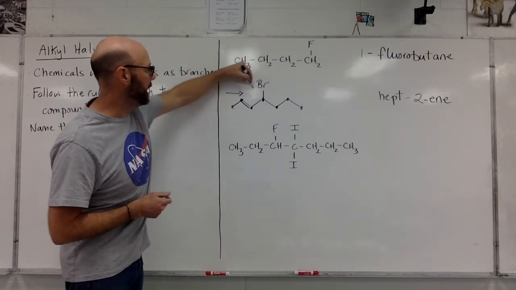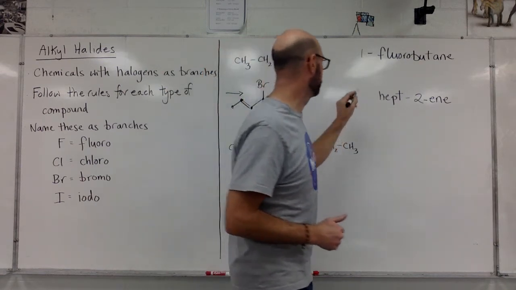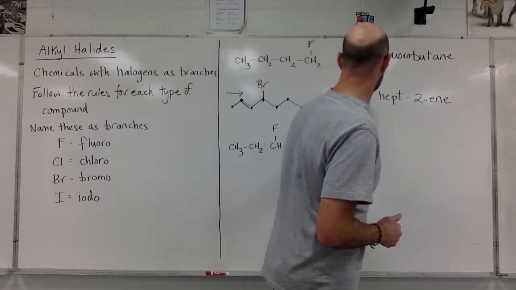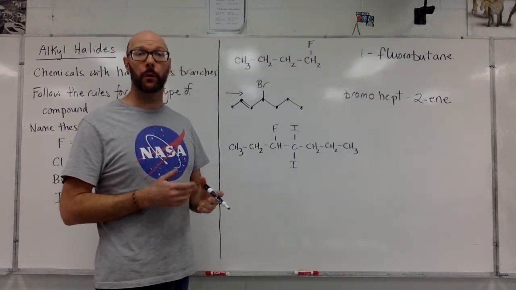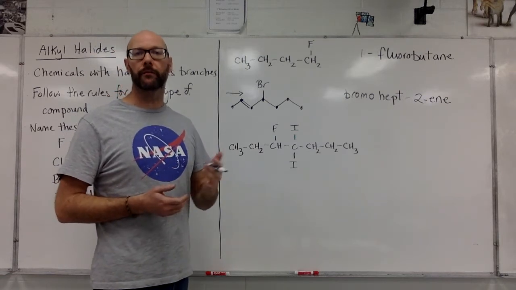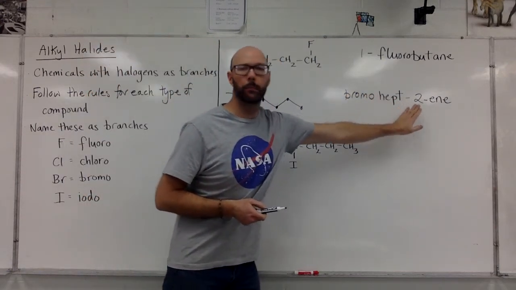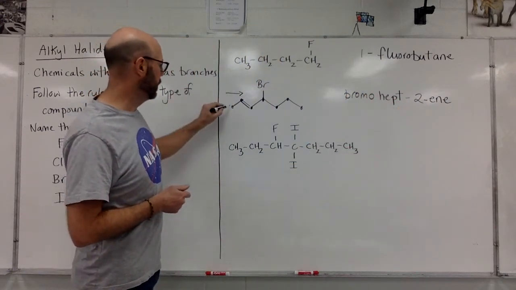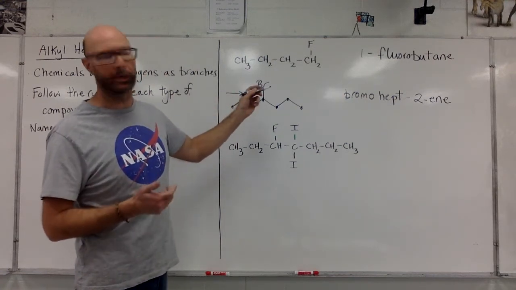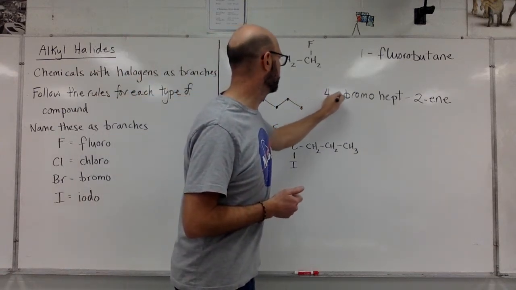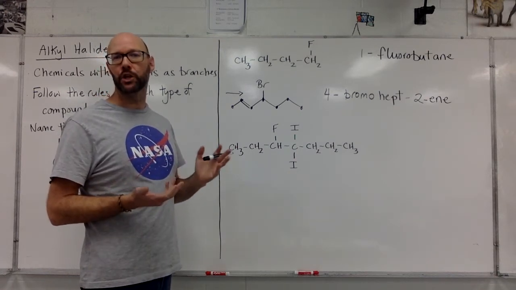Now we have this branch. It's Br. It's bromine, but we're going to call it bromo. We have bromo hept-2-ene. Finally, we need to use a digit to show the location of the bromine. We're already committed to counting this way. We've already decided that the double bond is in the second spot, so let's just keep counting. 1, 2, 3, 4. That bromine is attached to the 4th carbon of the chain. The name of this compound is 4-bromohept-2-ene.